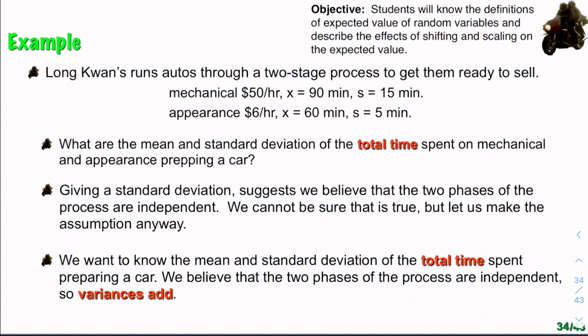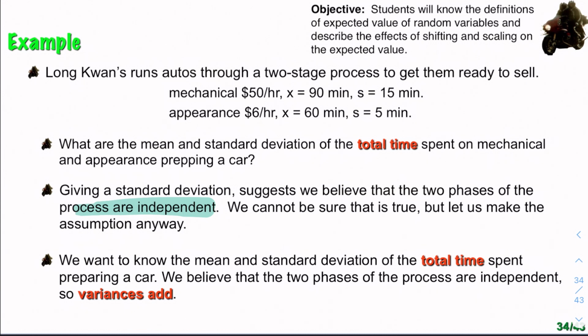So giving a standard deviation suggests we believe that the two phases of the process are independent, and that is the key thing. A lot of mechanical work doesn't necessarily mean you have a lot of cleanup to do. A lot of cleanup that you do doesn't mean that you have a lot of mechanical work to do. We can't be sure that is true, but let's make this assumption anyways. And by making this assumption, now it allows us to do a bunch of these calculations. We want to know the mean and standard deviation of total time spent preparing a car. We believe the two phases of the process are independent, so we add the variances.